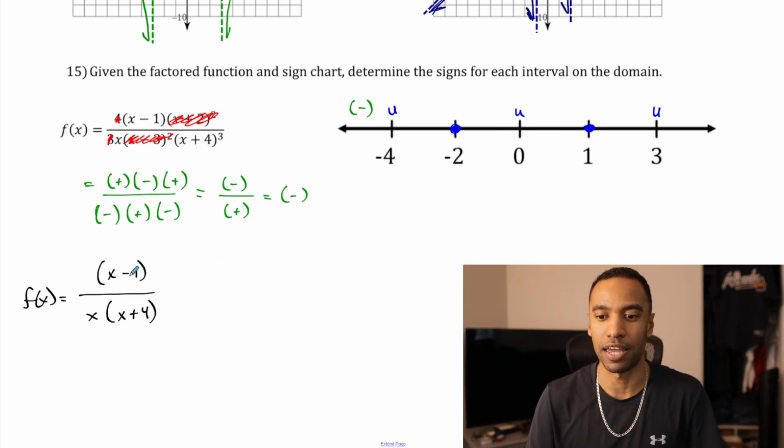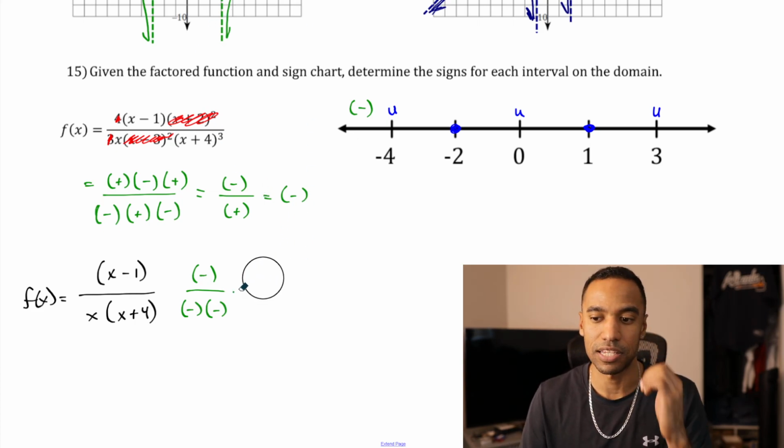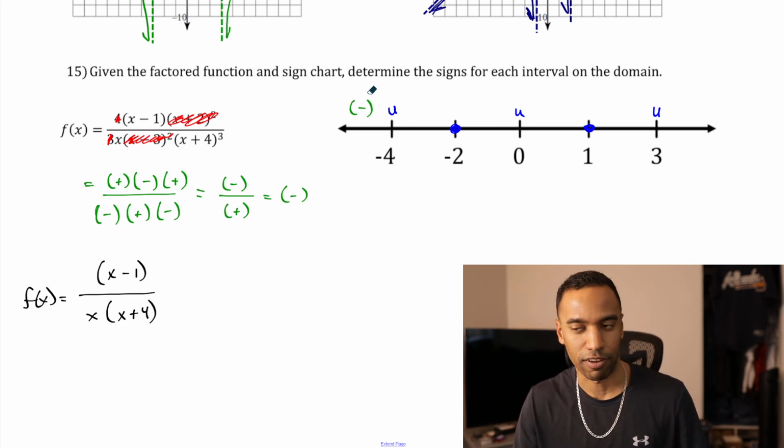Let's try negative 5 again. Negative 5 minus 1. Negative divided by negative times negative 5 plus 4 is negative. Now you get negative over positive. So you can see I'm doing a lot less testing there. And I'm not going to write these each time. But you get a negative when I plug in negative 5.